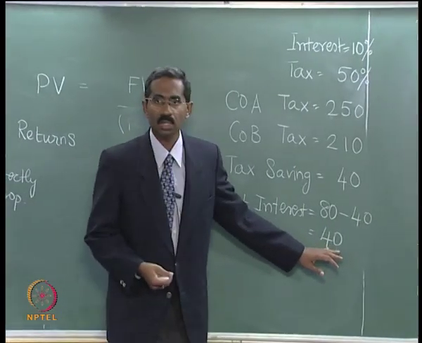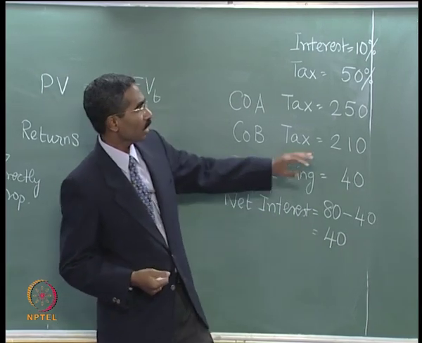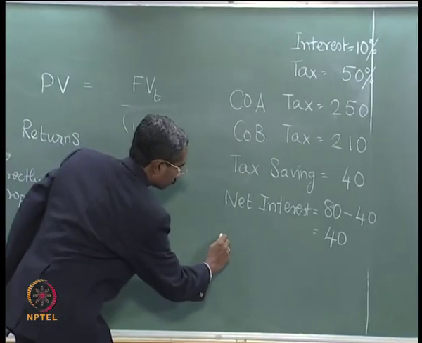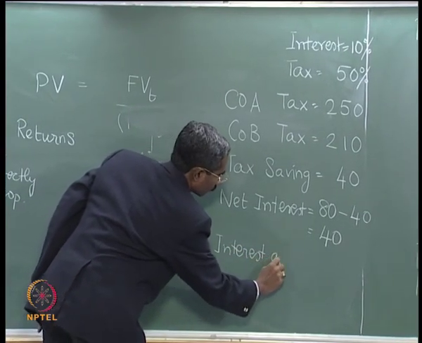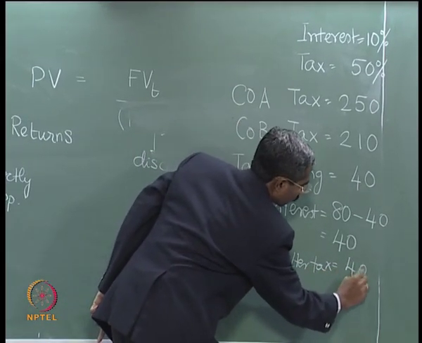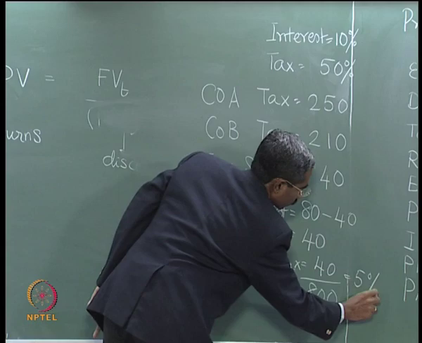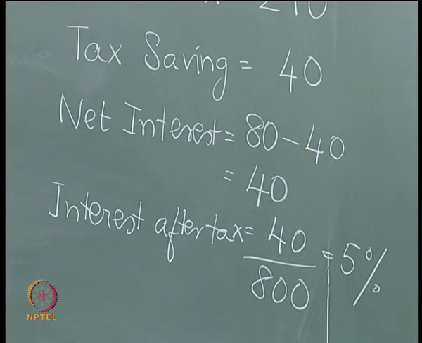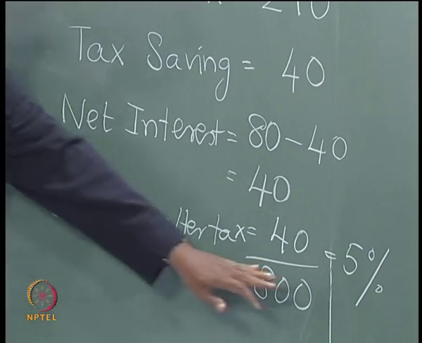So, if you use the net interest as 40 on a total debt capital of 800, the interest after tax would be 40 divided by 800, which is equal to 5%. So, the net interest after considering the tax shields for the company is only 5%.